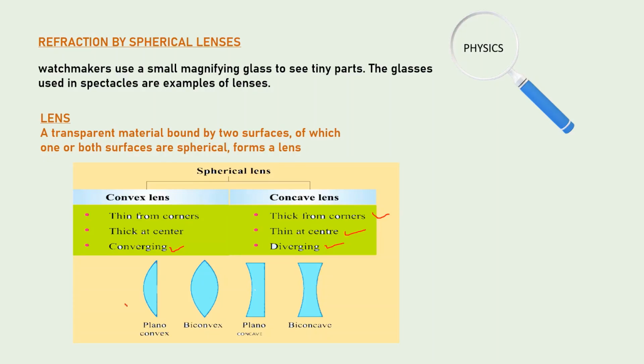This is your plano-convex, in which one surface is plane, another is convex. So this is called plano-convex. This is your biconvex, in which both surfaces are convex. This is your plano-concave, in which one surface is concave, another is plane. And this is your biconcave, in which both the surfaces are concave.